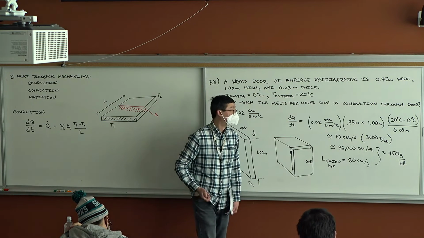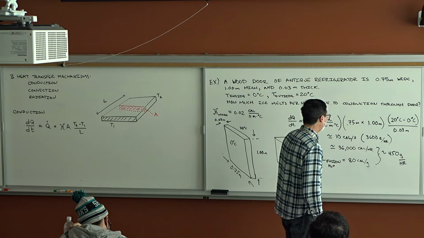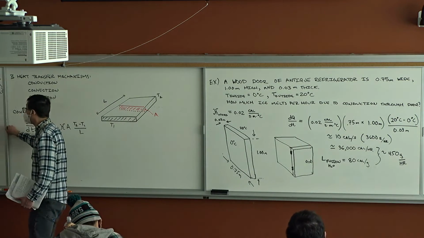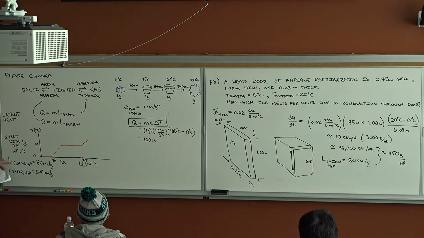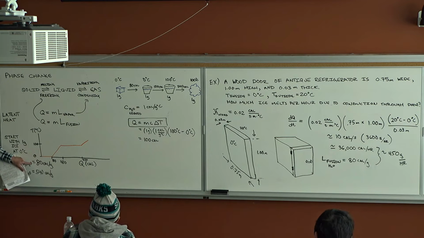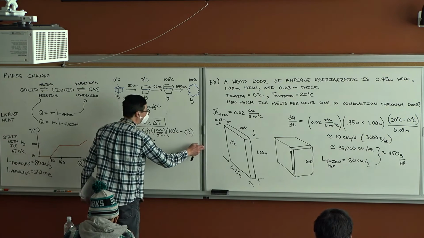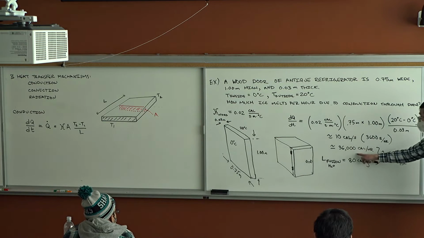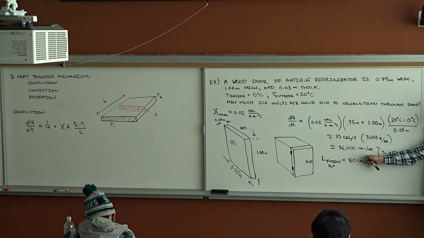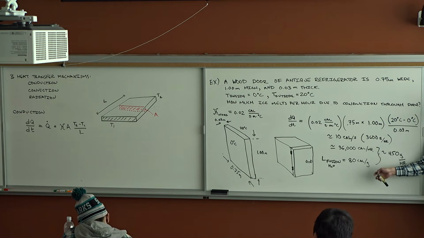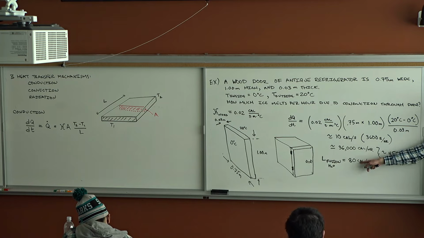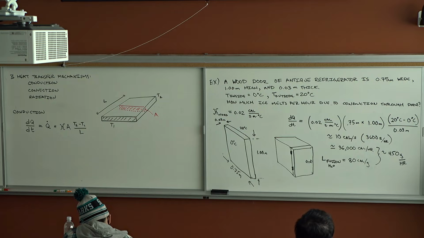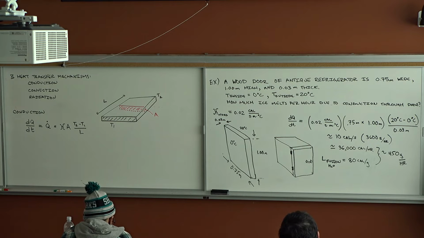How do you go from calories per hour to calories per gram? I'm telling you that the latent heat of fusion for H2O is 80 calories per gram. You guys helped me get to this idea that through the door is entering by conduction 36,000 calories every hour. And we know that every time we hit 80 calories, we've melted 1 gram of ice. So that 36,000 calories amounts to about 450 sets of 80 calories.